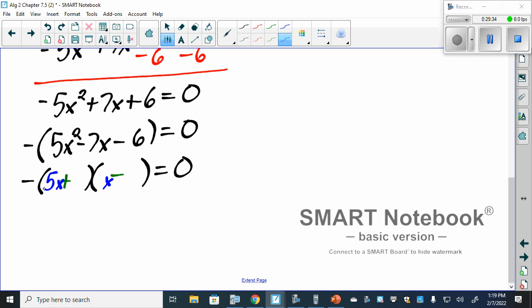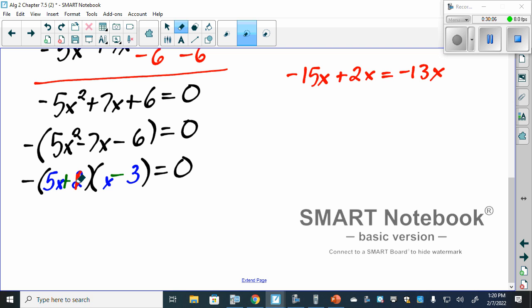Now, the factors of 6 are 1 and 6 or 2 and 3. Which one do we want to try first? 2 and 3. Which one do we want to put first? The 2 and the 3. Now, we can check it to make sure we did get the correct setup. 5x times negative 3 would be negative 15x. 2 times x is going to be plus 2x, which would give us a negative 13x. So that's not quite what we wanted.